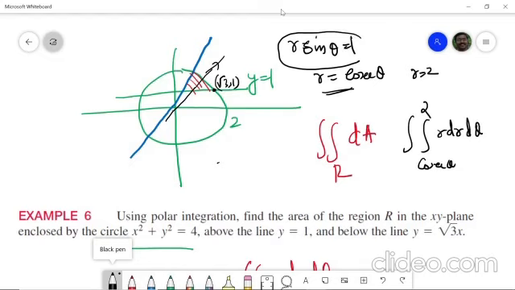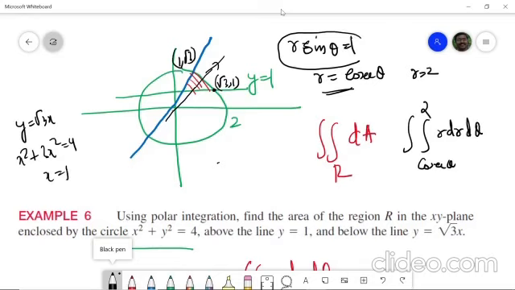Similarly, for this point over here, the y value is root 3 times x. So what would be the x value? x square plus 3x square is equal to 4. That means 4x square is equal to 4, or x square is equal to 1, or x is equal to 1. So this point will be 1, root 3. So your angle is varying from the point root 3, 1 to the point 1, root 3.